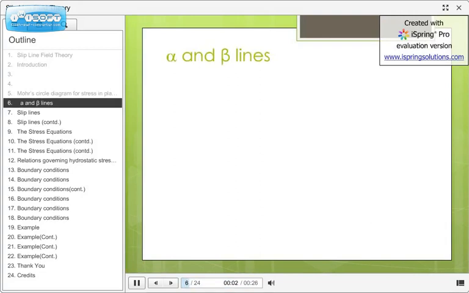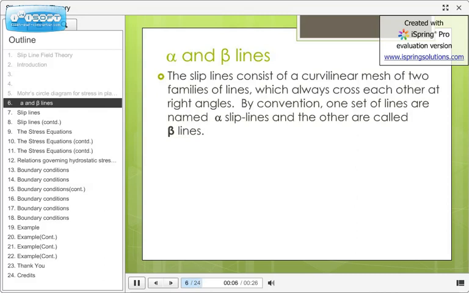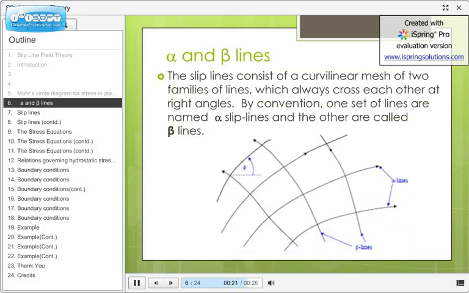Now let us define what are slip lines in slip line field theory. These are the alpha and beta lines. The slip lines consist of a curvilinear mesh of two families of lines which always cross each other at right angles. By convention, one set of lines are named as alpha slip lines and the other are called beta lines. As you can see in the diagram, alpha lines and beta lines intersect each other at right angles to each other.